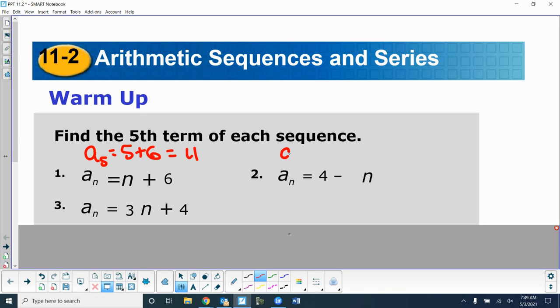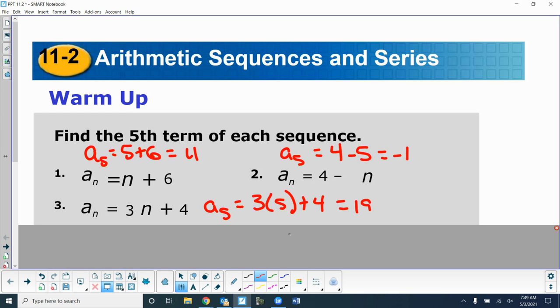Fifth term here: 4 minus 5, so that'd be negative 1. Fifth term here would be 3 times 5, 15, plus 4, 19. So that's all we did last week, right? Whatever term we were looking for, we substituted in for n.